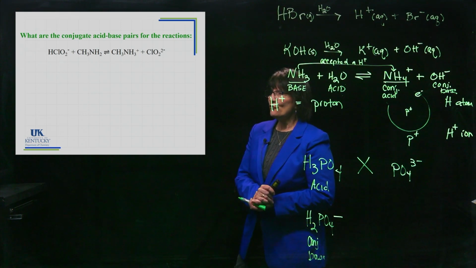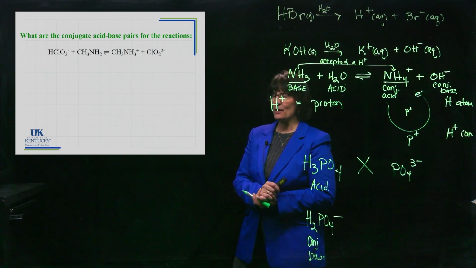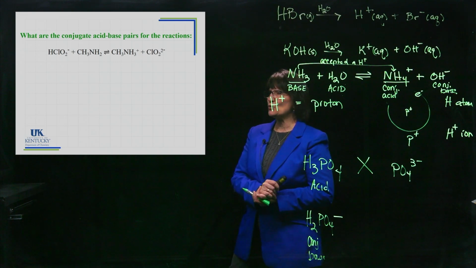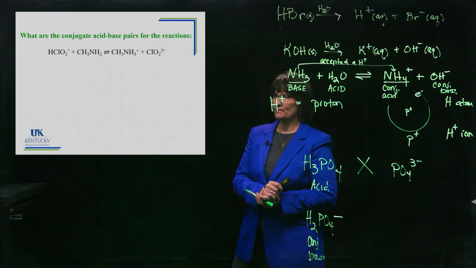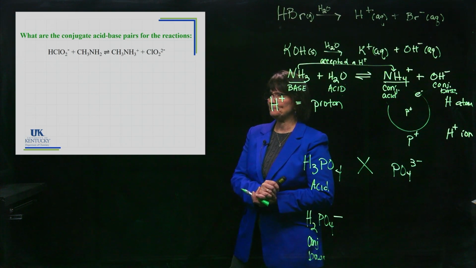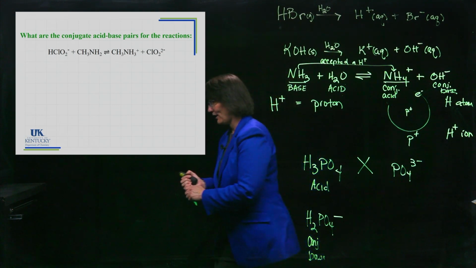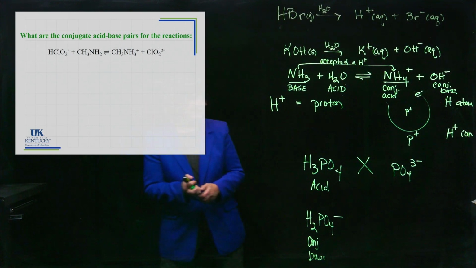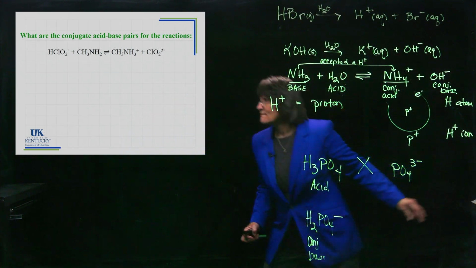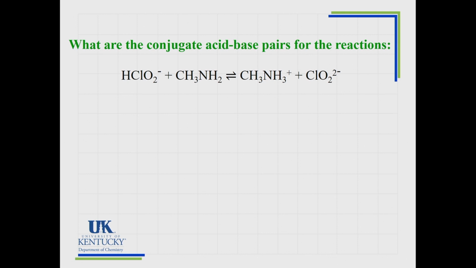Okay, so you find the conjugate acid, the acid on the left-hand side. Which one of those is the acid and which one is the base? Let's get my pen and let's write on the screen there. Hopefully you've already answered it.